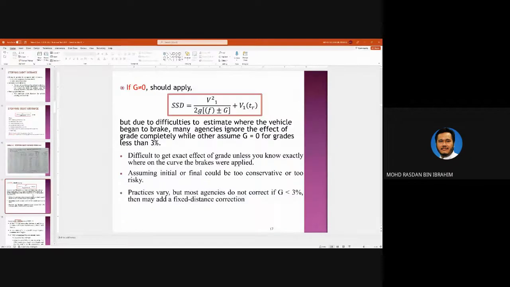If G is not zero and should be applied, the formula becomes more difficult. I don't have the formula here. Due to difficulties in estimating where the vehicles begin to brake, many agencies ignore the effect of the gradient, and they assume any gradient that is less than 3% is equal to zero. So anything less than 3% becomes G equals zero. This is the same explanation over here.